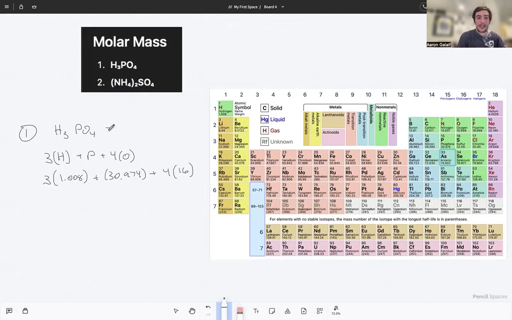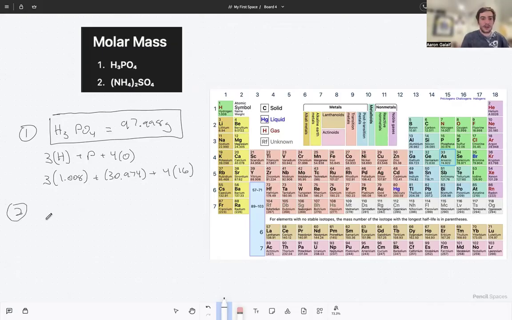All we do now is plug all of that into a calculator, just like that. And you'll see that this is pretty straightforward, nice and easy. No questions, no confusions. And we see that the molar mass is 97.998 grams. Easy.